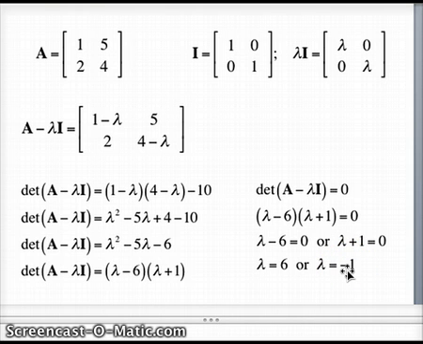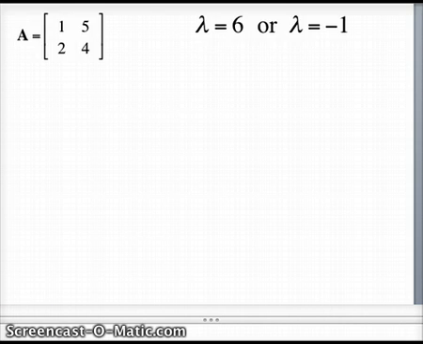So my next task is going to be to find corresponding eigenvectors for these eigenvalues. Now, there are an infinite number of eigenvectors for a given eigenvalue. We are looking for one non-zero eigenvector to represent them. So if I have an eigenvalue of 6, to find the eigenvectors, Ax will equal 6x.